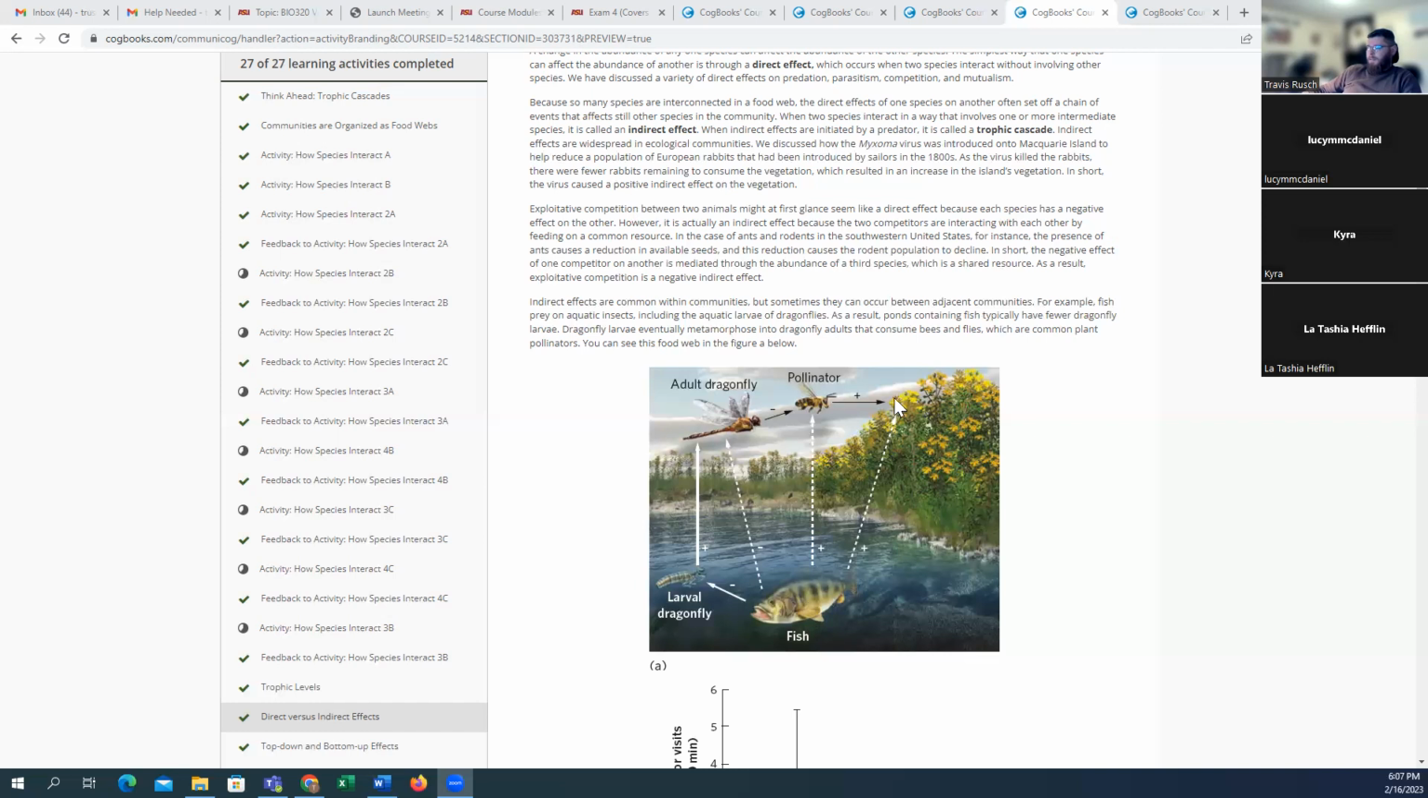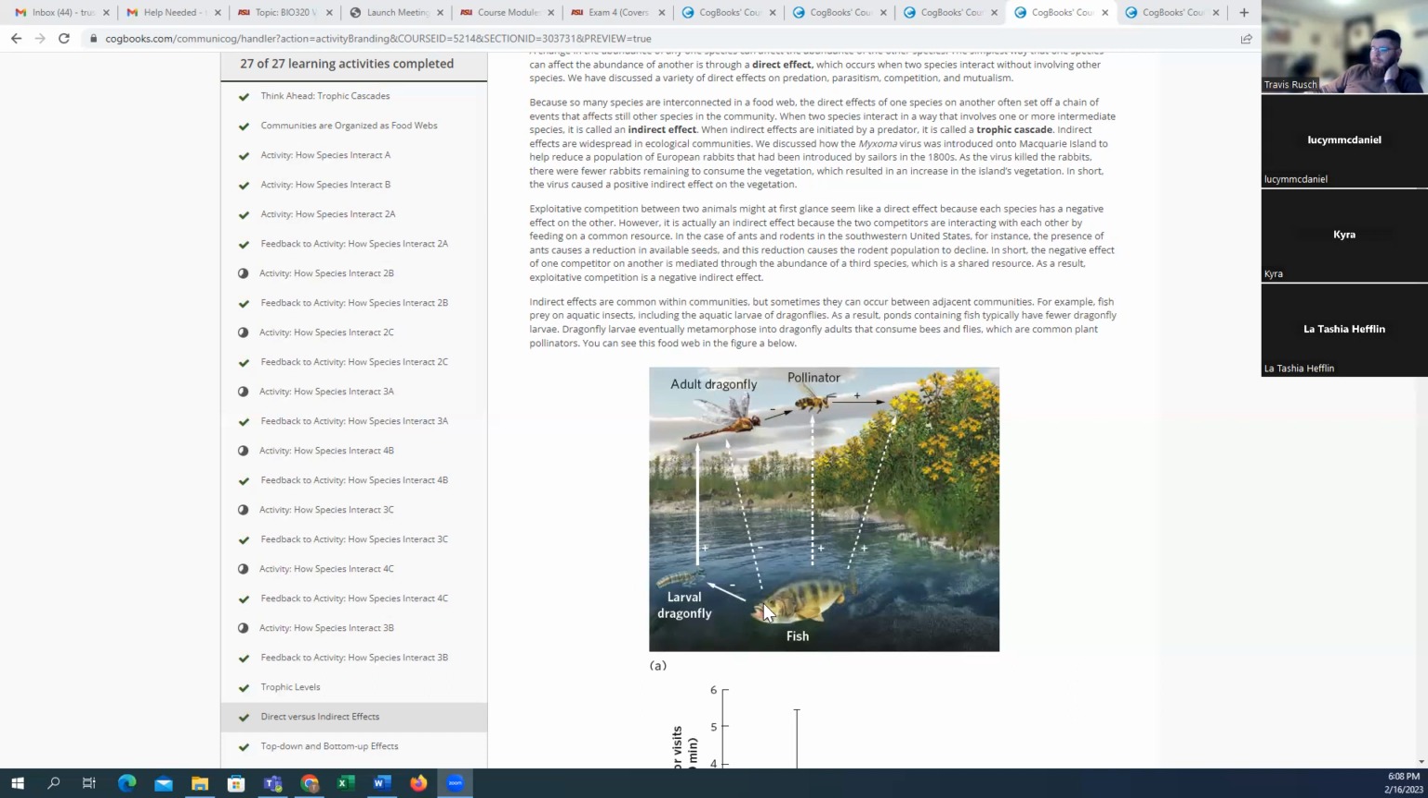How does the fish indirectly affect the plant? What is the process to get there? Why is it beneficial to the plant? If I remember correctly, do adult dragonflies eat or do something with the bees? Yeah, so having fewer adult dragonflies, because the fish eats larvae, would have a positive effect on the bees, which would have a positive effect on the flowers.